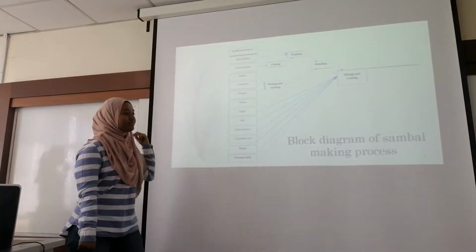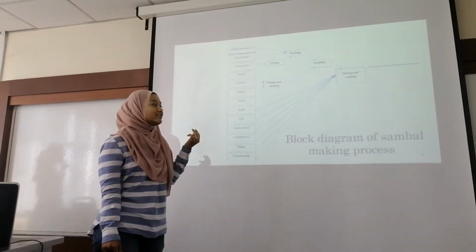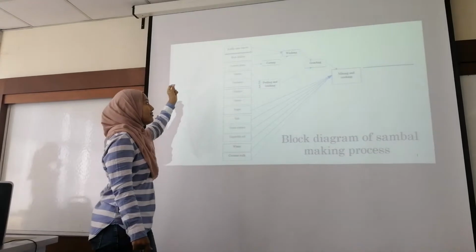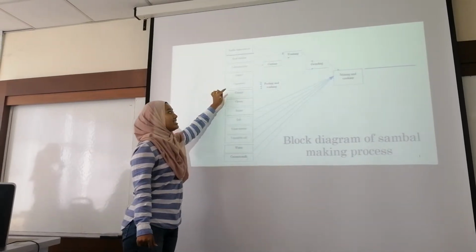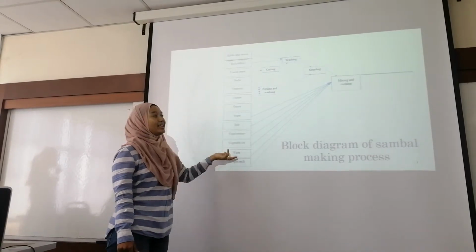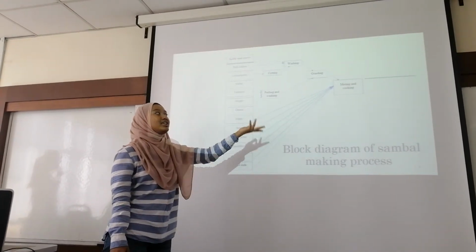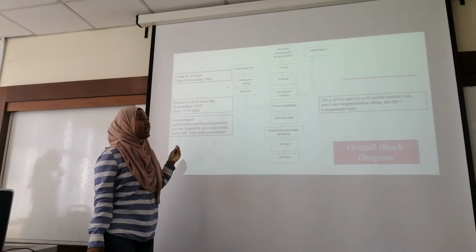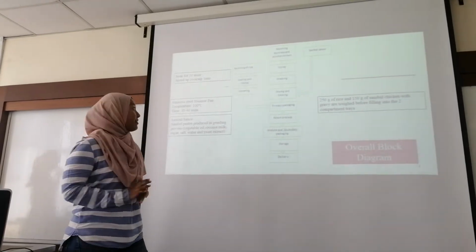The next one is the block diagram of the sambal making process. The first step is that garlic, turmeric, ginger and onion will be ground and mixed with the other ingredients, and then proceed to the cooking process. Okay, this is the overall block diagram.